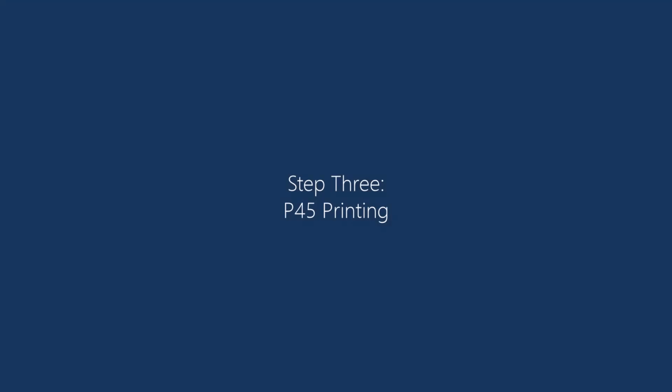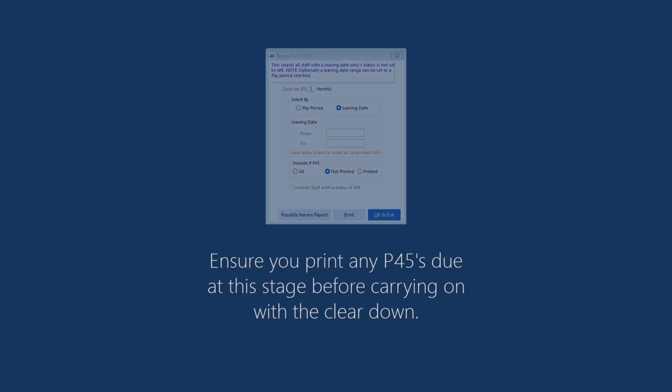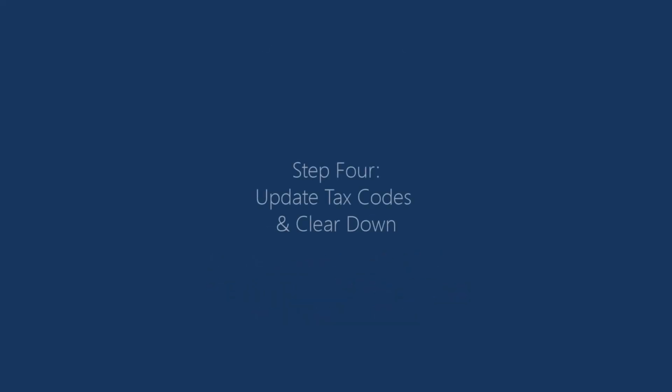Step 3. P45 printing. Ensure you print any P45s due at this stage before carrying on with the cleardown. P45s can be printed in the usual way. Step 4. Update tax codes and cleardown.